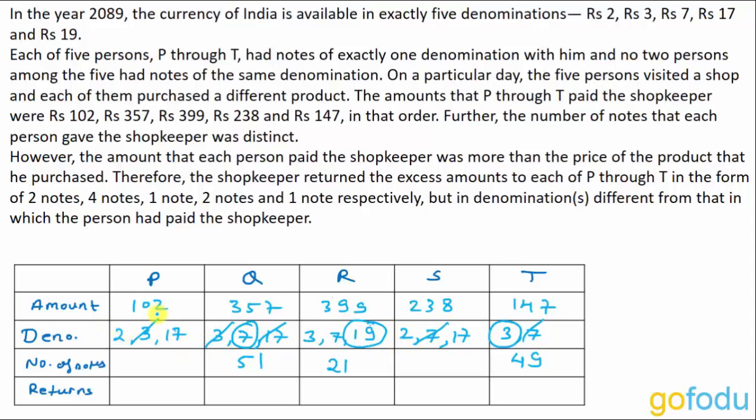And 2 into 51 is 102. But 51 is already gone. So 2 cannot come here. So 17 will come here. And 17 into 6 is 102. So number of notes will be 6 for P.